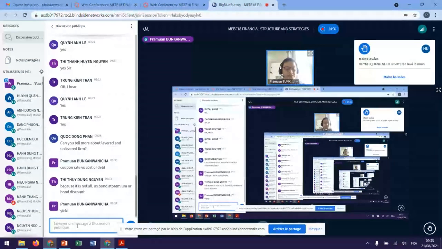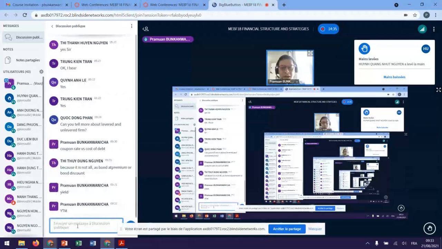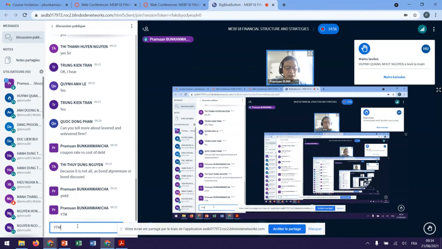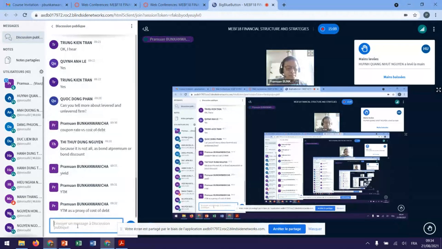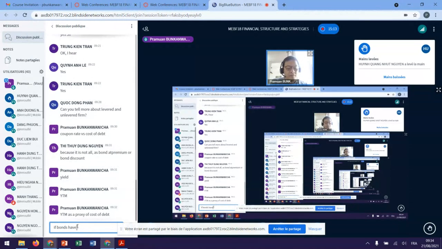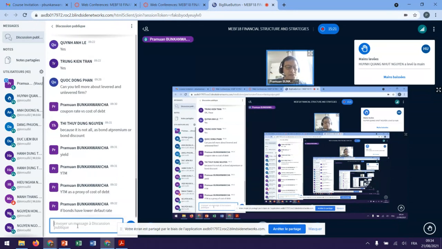Right? The yield to maturity represents the internal rate of return to the investor to hold the bond until maturity. If you take the discount rate that makes the value of the bond equal to the bond price, this we call yield to maturity. We can use the yield to maturity as a proxy of cost of debt if the bond has a lower default rate. You can estimate like that, right? If you have a lower default rate, the yield to maturity and the required rate of return can coincide.